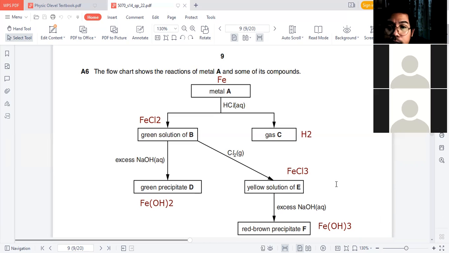Now this is really important. The reason we change Fe2+ to Fe3+ is because of this particular Cl2. It helps them become oxidized, Fe2+ to Fe3+. So far so good.